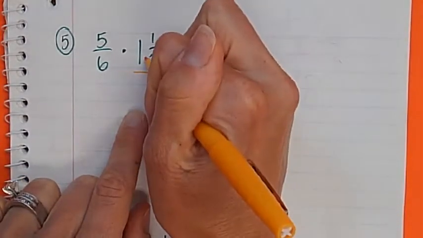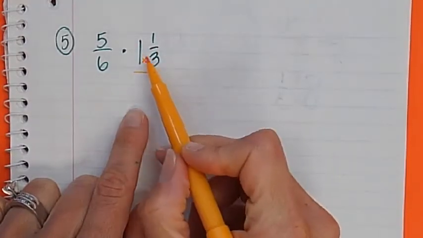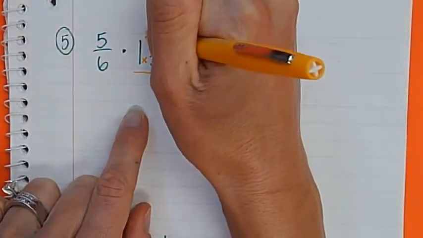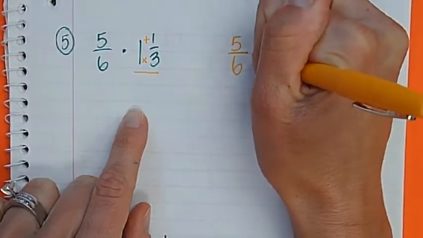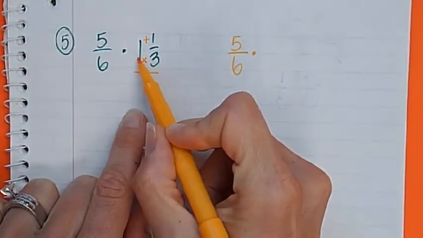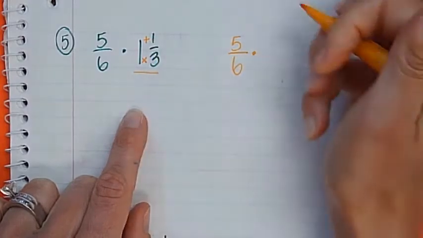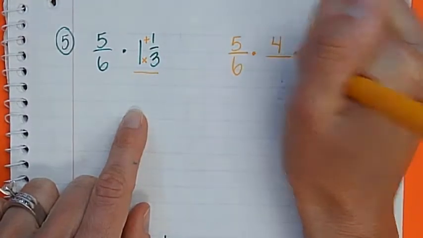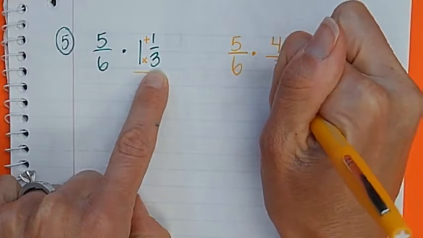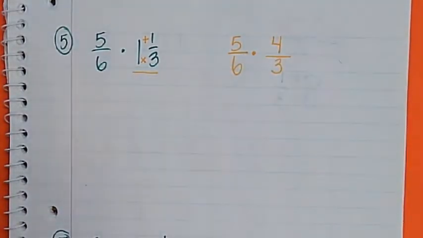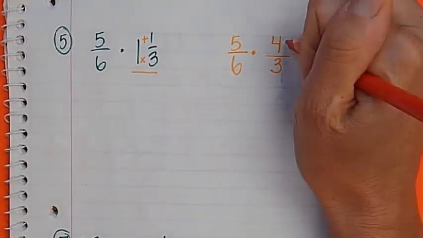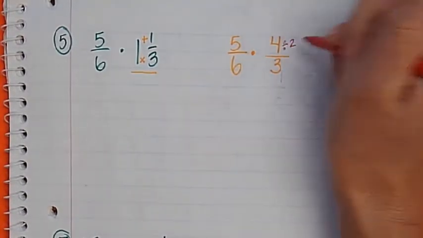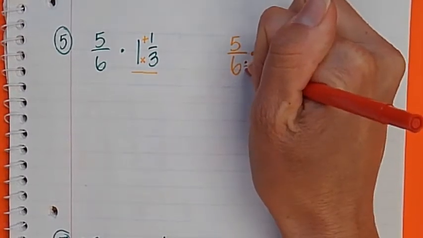So I'm going to take 3 times 1, so the denominator times the whole number, and then I'm going to add the top. So this problem becomes 5/6 times 3 times 1 is 3, plus 1 is 4. And then the denominator stays 3. I can go ahead and see if there's anything that I can cross cancel in this problem, which I notice a 4 and a 6 are both even numbers. So I can divide 4 by 2 and I can divide 6 by 2.